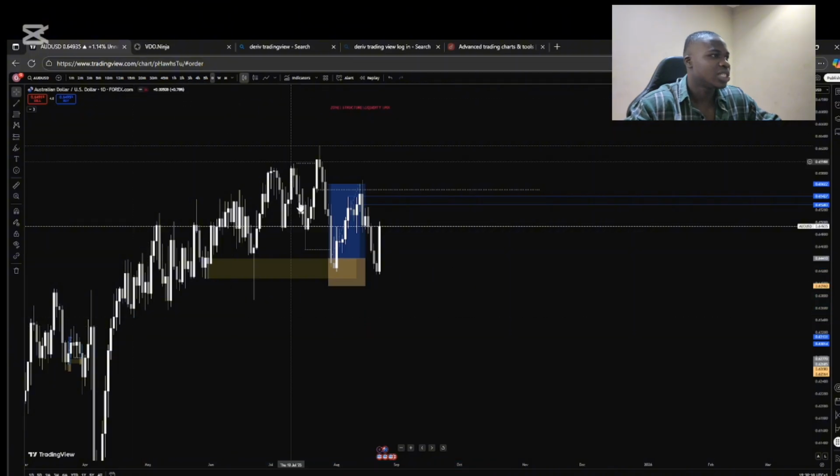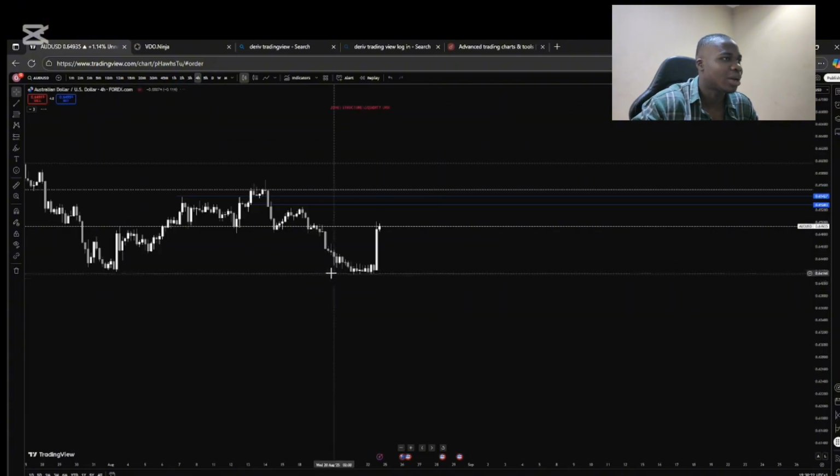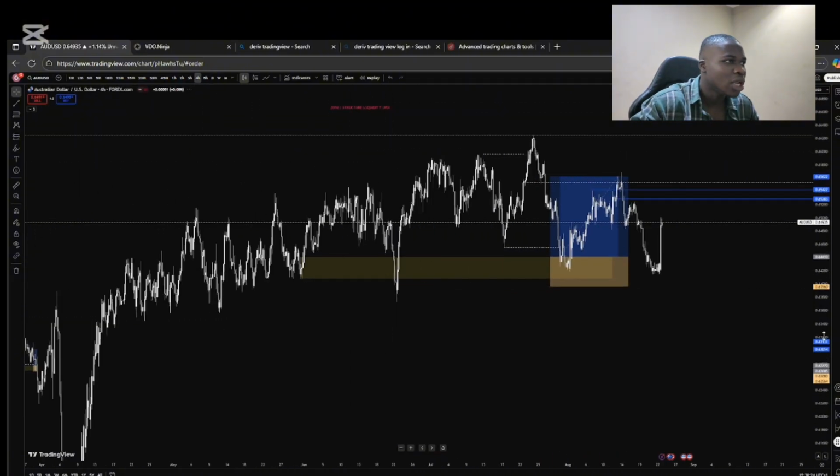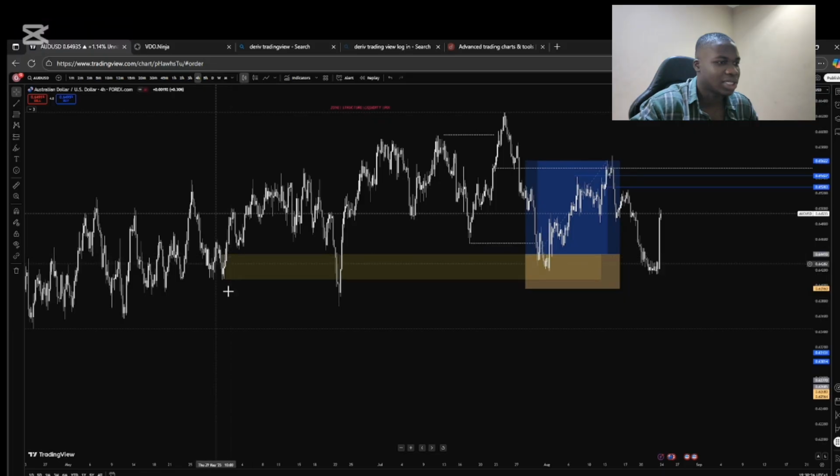You can see there's a sweep, there's a break, there's a sweep right here, there's a break, there's a structural liquidity, and price tapped into this 4 hour QM order block right here.